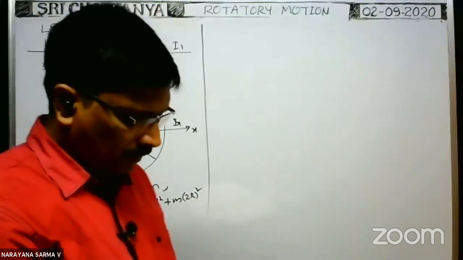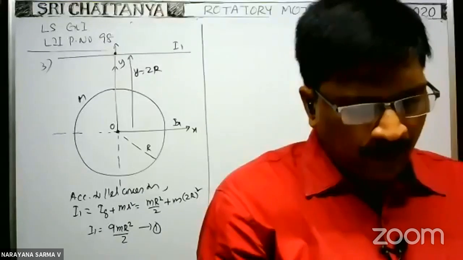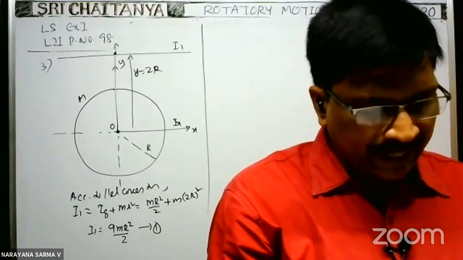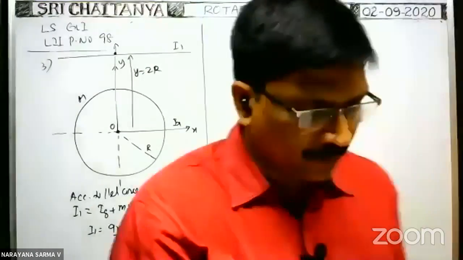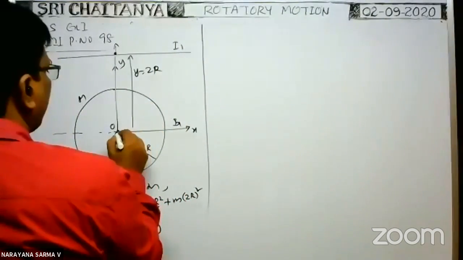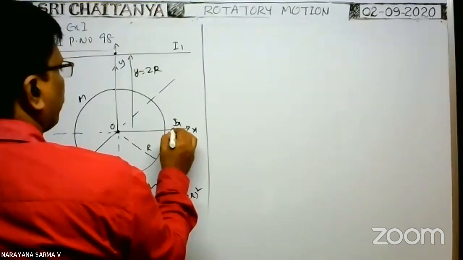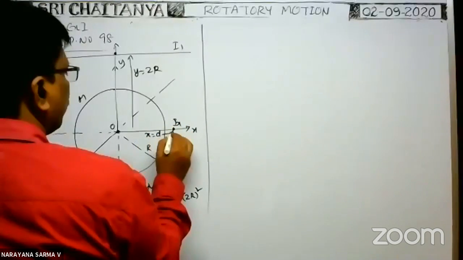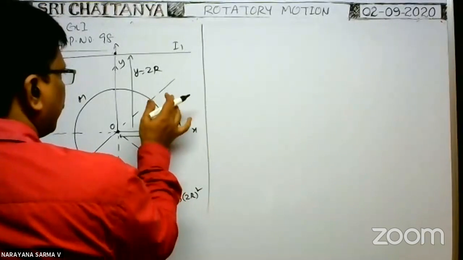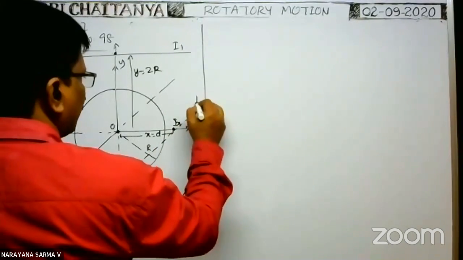Next, you read the another part. It's the moment of inertia about an axis lying in the plane perpendicular to the xy plane, passing through a point on the x-axis at a distance x is equal to d. Perpendicular to the xy plane means, suppose this is the z-axis, so this axis is parallel to the z-axis, no? About this axis, the moment of inertia is I2.